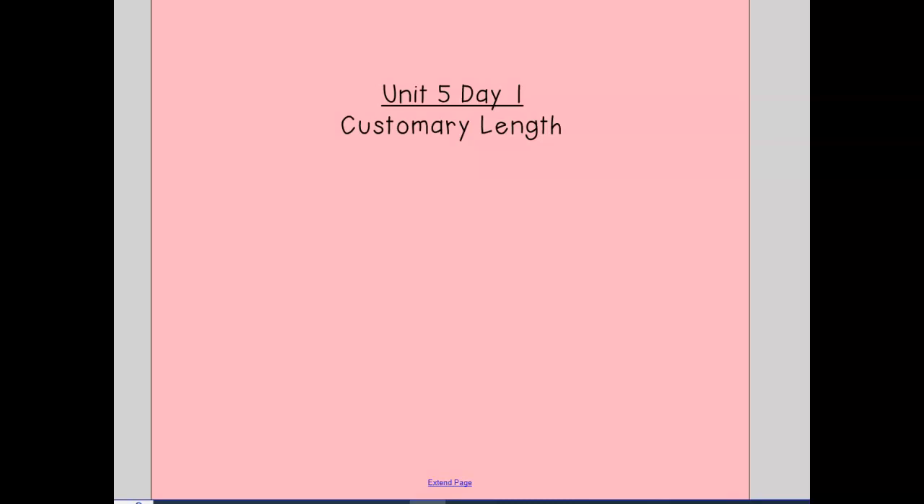Okay, we are going to jump into the next unit, and this unit is all about measurement. So day one is a little bit of a review of third grade and then adding on to it for fourth grade. So here we go. Day one, customary length.